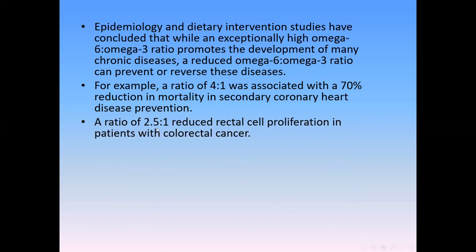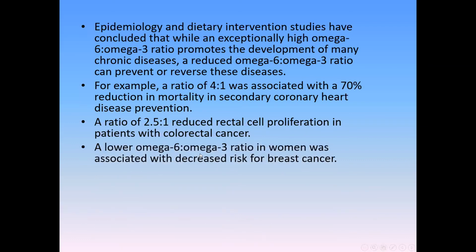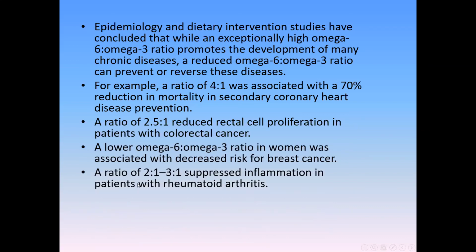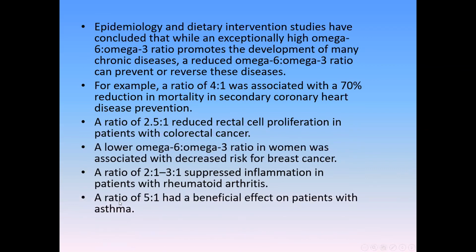Also, a ratio of 2.5:1 reduced rectal cell proliferation in patients with colorectal cancer. A lower omega-6 to omega-3 ratio in women was also associated with decreased risk of breast cancer. And a ratio of 2:1 or 3:1 suppressed the inflammation in patients with rheumatoid arthritis. And also a ratio of 5:1 had beneficial effects on patients with asthma. Wherever the ratio is 10:1, they start to have adverse consequences. So it's better always to be below 10:1.